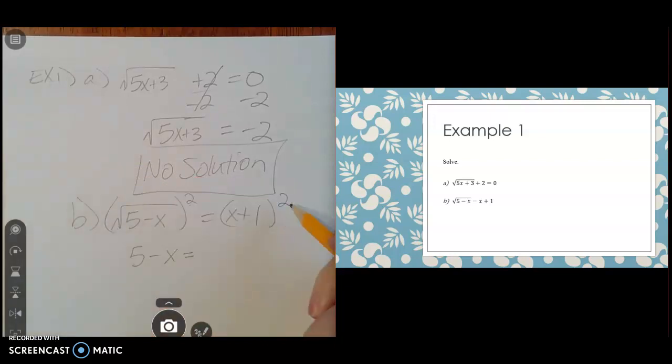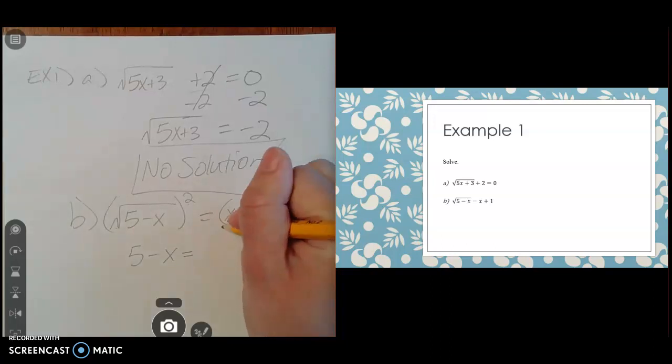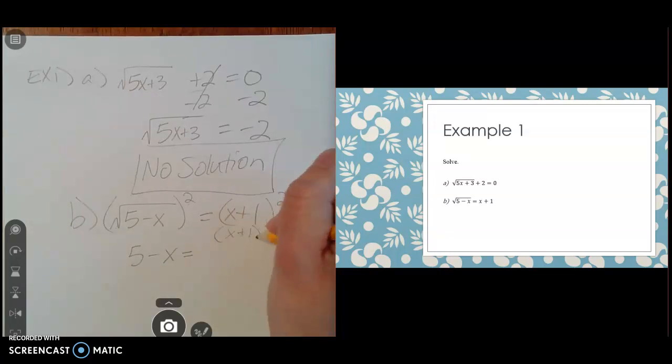On the right side, I have to square the whole side, not just pieces and parts. Just reminding you, that means I'm doing x plus 1 times x plus 1. I'm multiplying that whole side by itself. So I do need to distribute. X times x is x squared. X times 1 is 1x. 1 times x is another 1x. And 1 times 1 is 1.